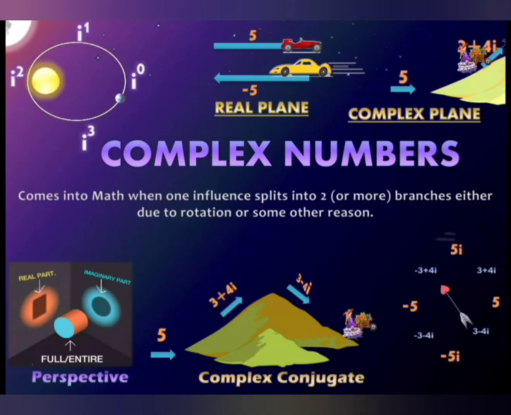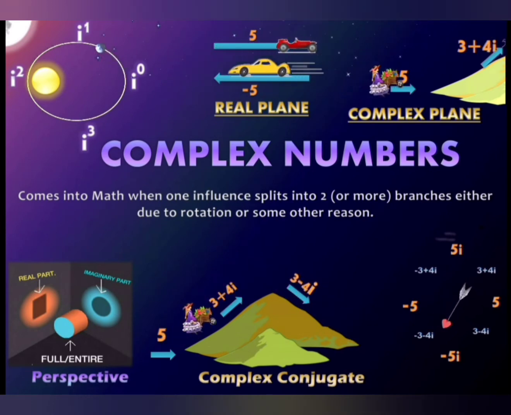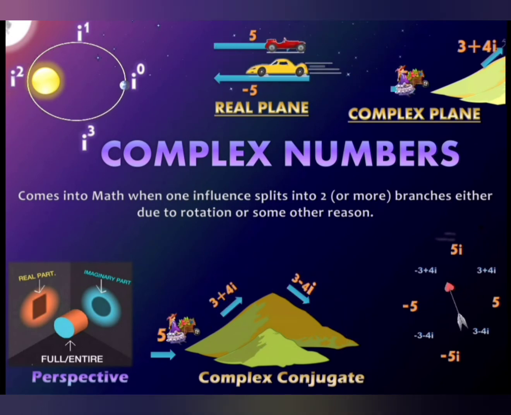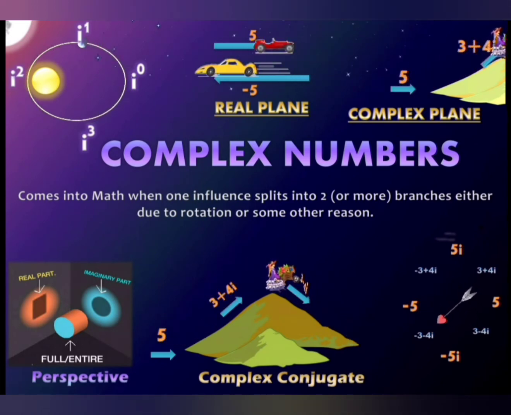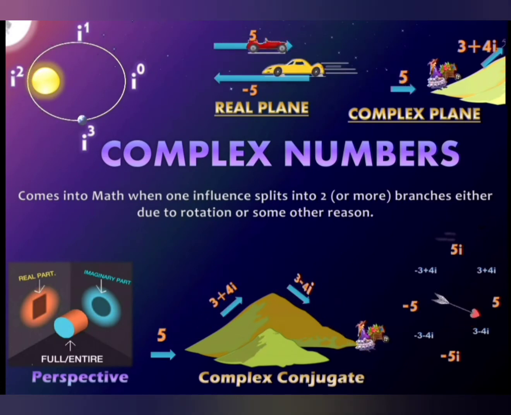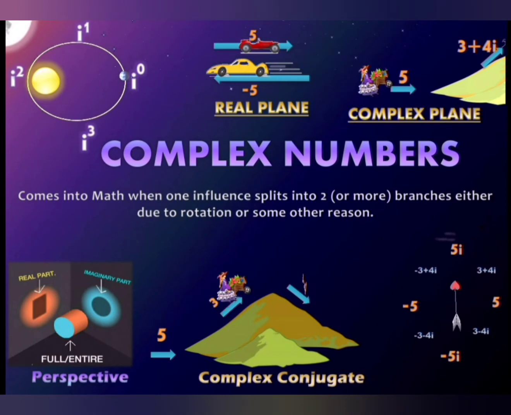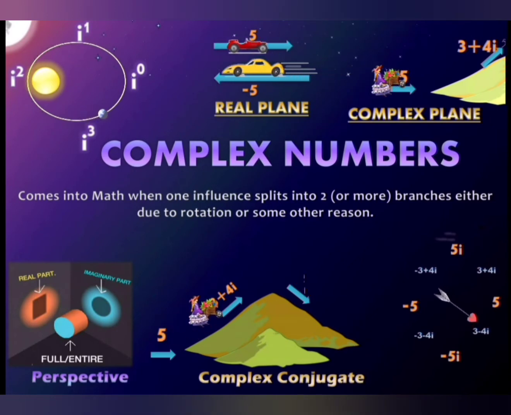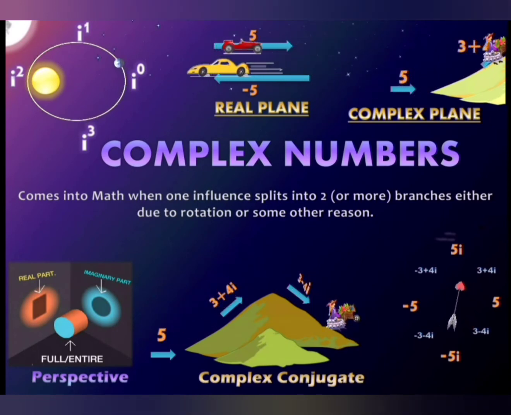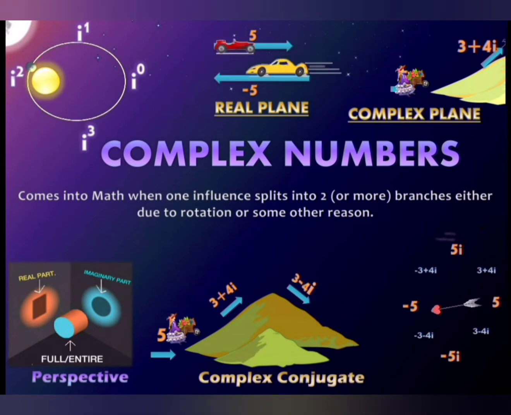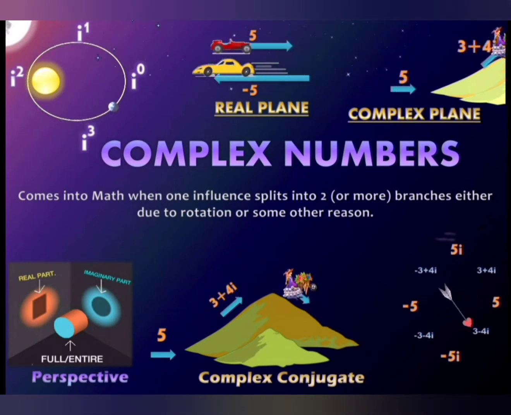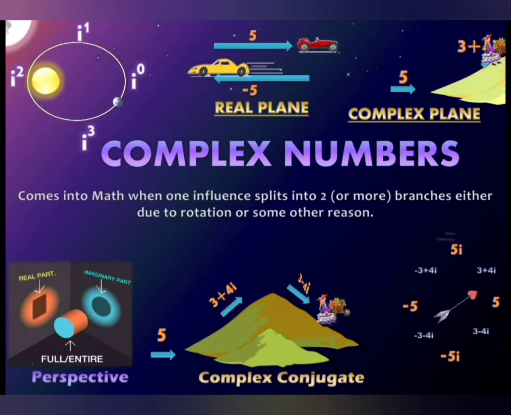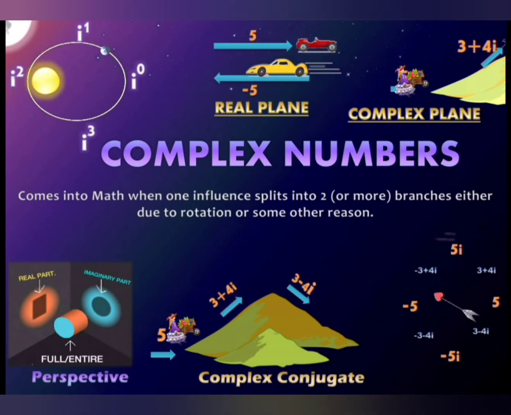What if complex numbers can be visualized with the help of animations like you are seeing on the screen? i raised to 1, a rotation by 90 degrees. i raised to 2, a rotation by 180 degrees. i raised to 3, a rotation by 270 degrees. And i raised to 4, a full 360 degree rotation. What if someone tells you that complex numbers come into math when one influence splits into two or more branches either due to rotation or some other reason? One branch is called the real part, the other the imaginary part.